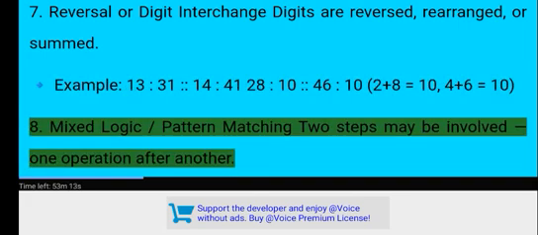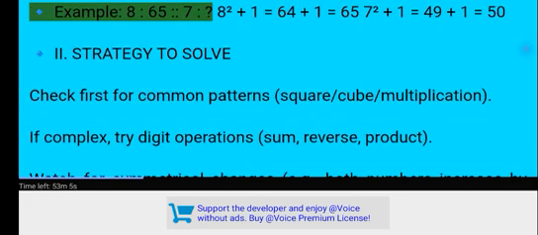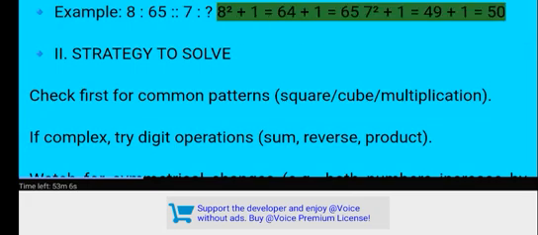8. Mixed logic pattern matching. Two steps may be involved, one operation after another. Example: 8, 65 and 7, ?. 8 squared plus 1 equals 64 plus 1 equals 65, 7 squared plus 1 equals 49 plus 1 equals 50.